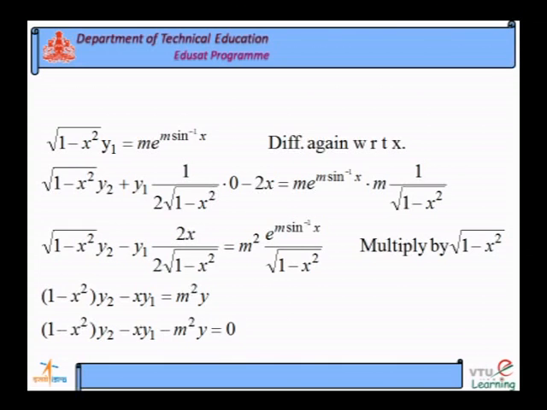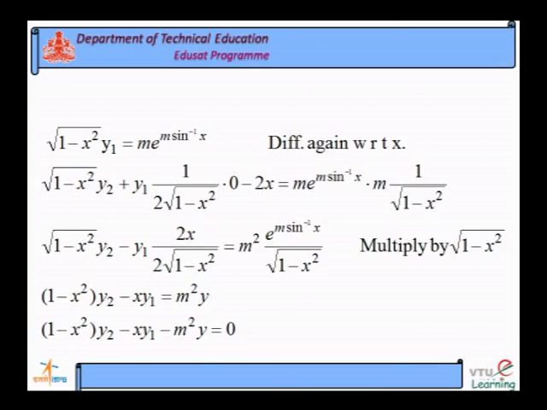Differentiation of 1 is 0, minus differentiation of x square is 2x. At the right hand side, it will become what? e to the power of function is e to the power of function into d by dx of function. What is the function? m into sin inverse x. Keep m as it is, 1 by root of 1 minus x square.